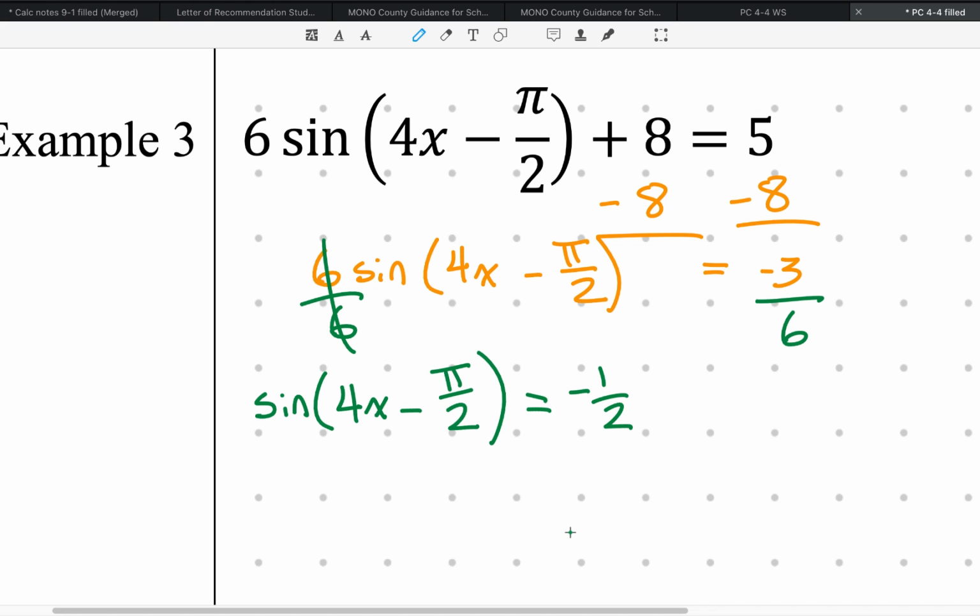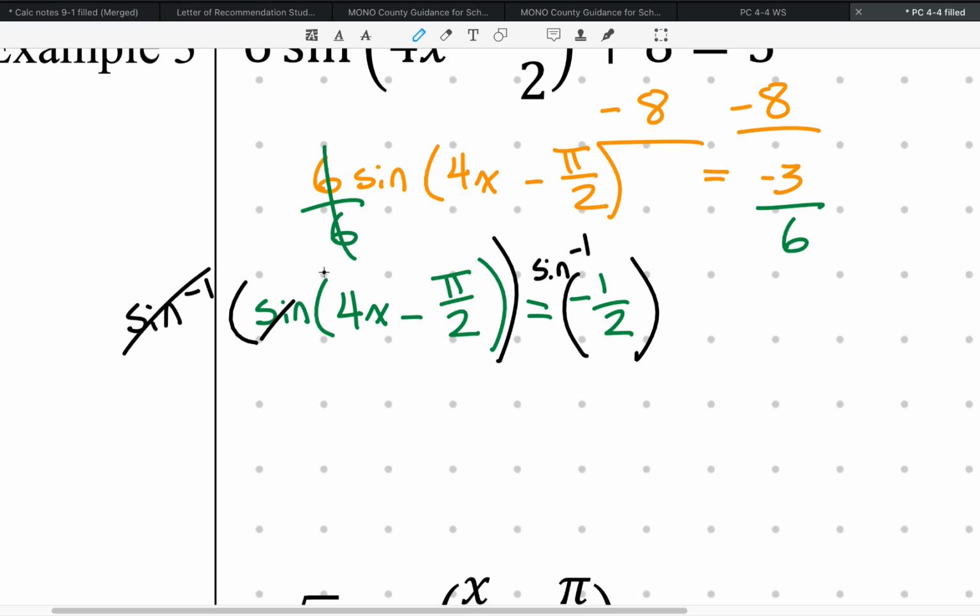All right. Now, what do I do? Beverly. There it is. Arcsine of the left-hand side and arcsine of the right-hand side. Arcsine and sine cancel each other out. That is the point of doing arcsine. I'm left with the inside. I'm left with the 4x minus pi over 2. On the right-hand side, and this is kind of the hardest part here, arcsine of -1/2.